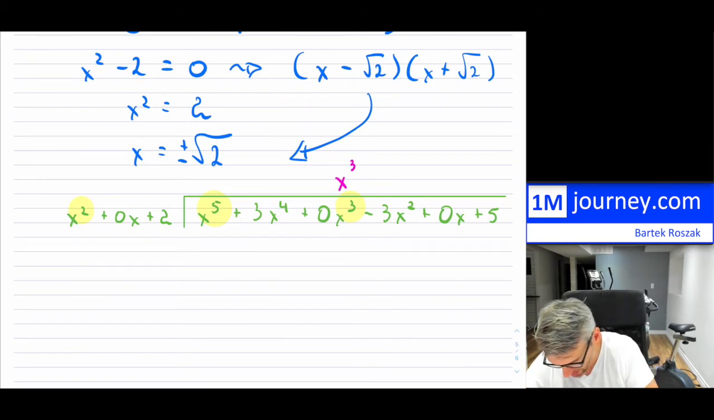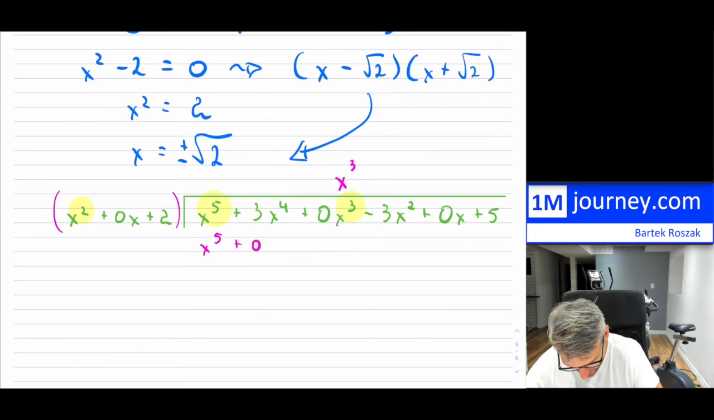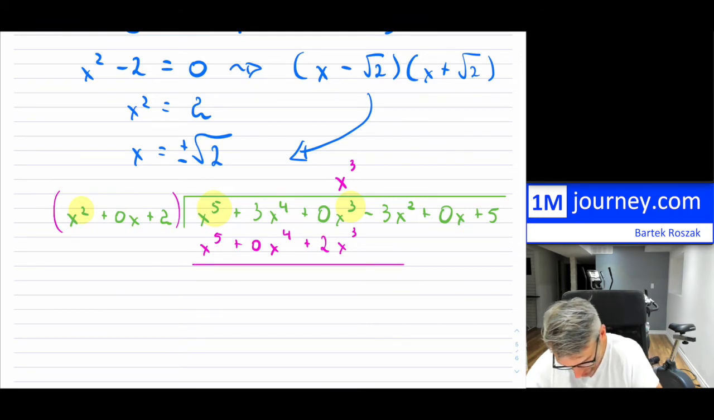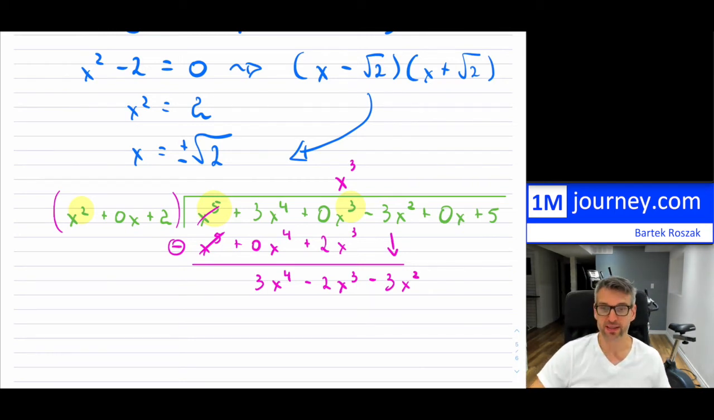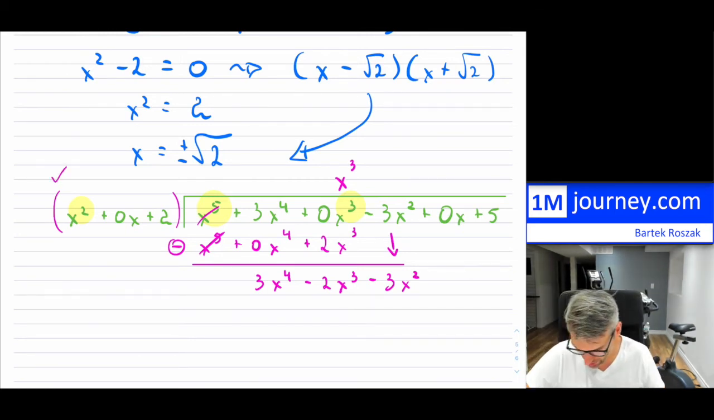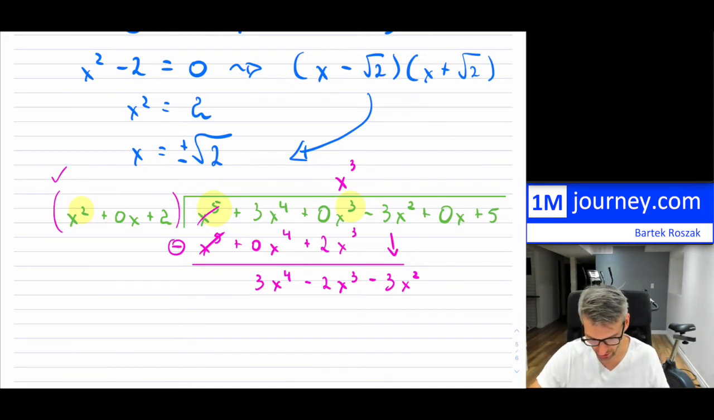So now x to the 3 times all of this. That's going to give me x to the 5 plus 0x to the 4 plus 2x cubed. All right, so this is what I have here. So minus, that cancels, and I have 3x to the 4 minus 2x to the 3. I'm going to bring this one down, because I need 3 terms, since this has 3 terms with that 0x.